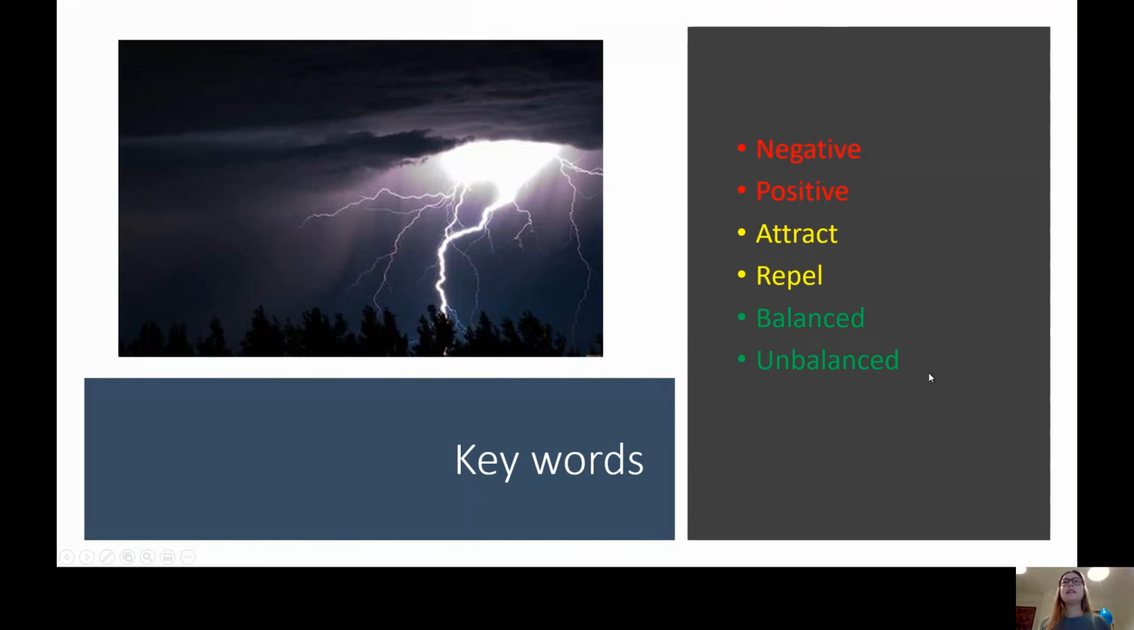Next two words, balanced and unbalanced. So when two things are balanced, for example, if you have 3 fingers on one hand and 3 fingers on the other hand, they are balanced, they are equal. If things are unbalanced, like on a seesaw, when one side is heavier than the other, things are unbalanced. And you can think of charges as being unbalanced too, when one object has a heavy negative charge and another object has a heavy positive charge. So let's see how these words apply in the science theory that we're going to learn about today.